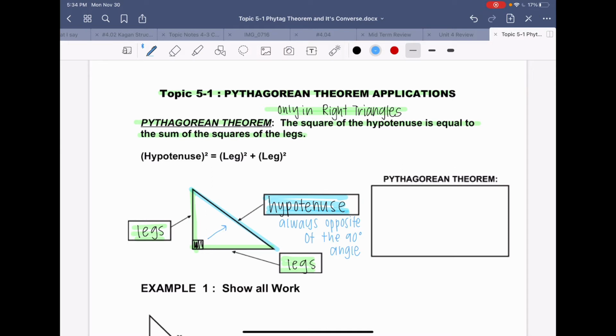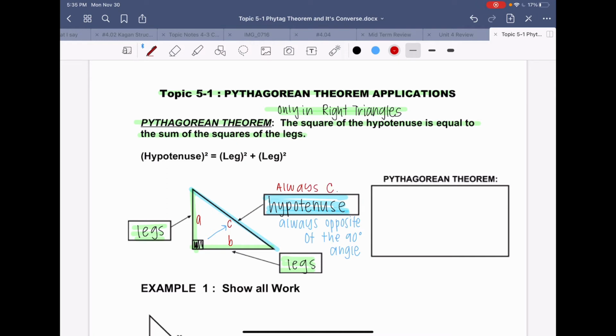All right. Here's how we usually label everything in a Pythagorean theorem or a right triangle. The legs are known as A or B. It can switch. It doesn't matter. They are interchangeable. It doesn't matter if you put A first or B first. But what does matter is that the hypotenuse is always C. Always C.